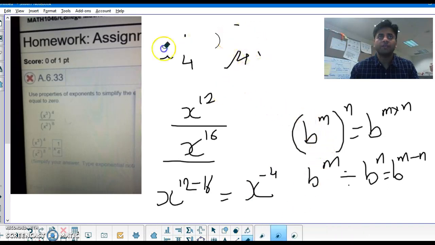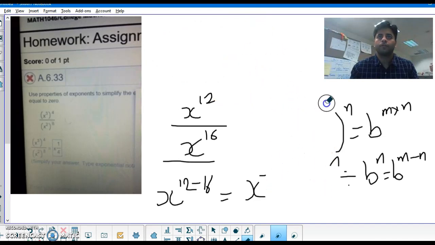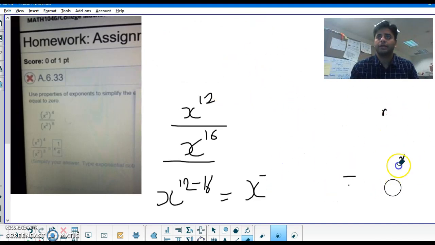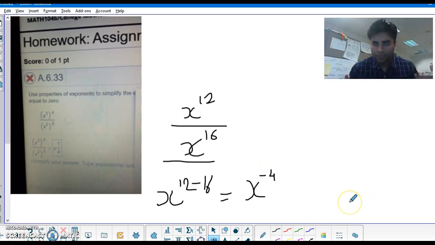I'll take all this away just to create some room on the sheet. I accidentally erased something extra, sorry about that. And back here, so this was x to the power negative 4. Question, do we ever express our answers in negative exponents? No. Over on the question it says simplify your answer, type exponential notation in positive. I know it is not in the picture, but definitely the question would say express your answer in positive notation. If it does not, then that's your answer.